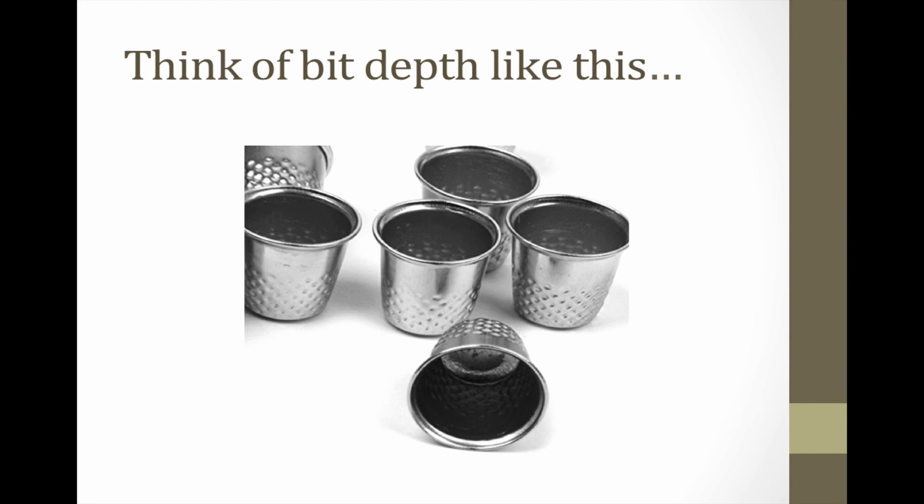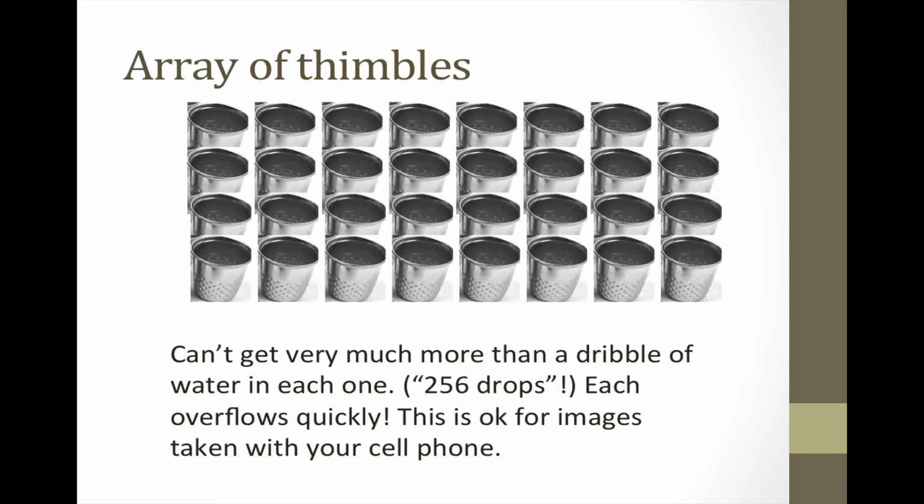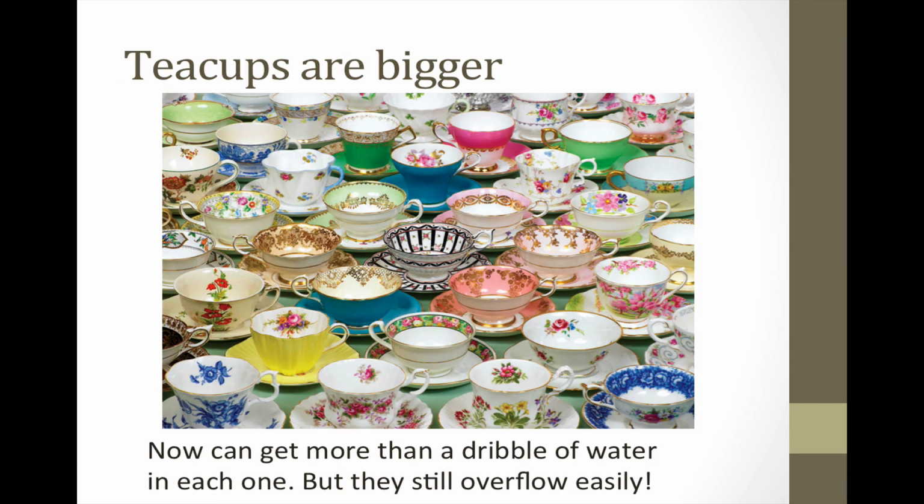So another way to think of the bit depth, I was scraping around trying to find a good way to explain it. And I can think, okay, what holds just a little bit of water? A thimble. Okay, so I'm going to have an array of thimbles. And each one of these thimbles can hold just a tiny dribble of water, up to 256 drops. And if you put more than 256 drops in each thimble, it's going to overflow. And that's totally fine for images you take with your cell phone. You are not going to notice any differences. But astronomy images have more capacity in each pixel.